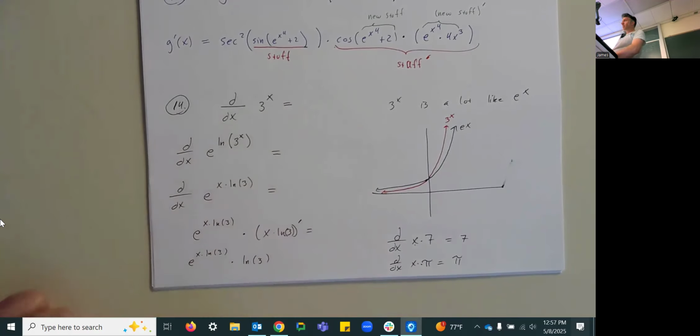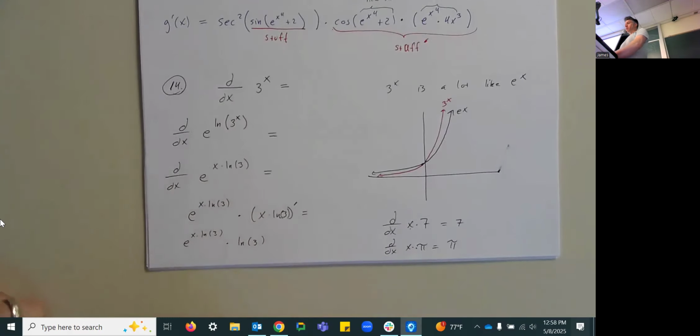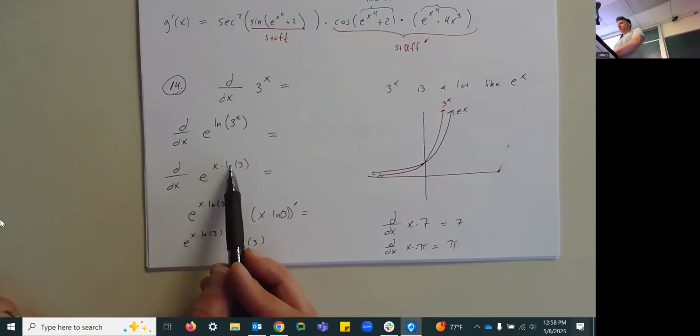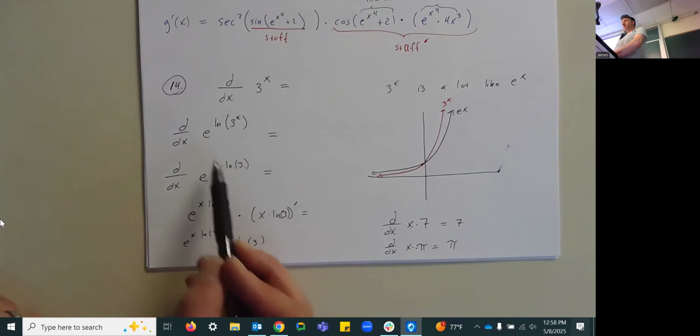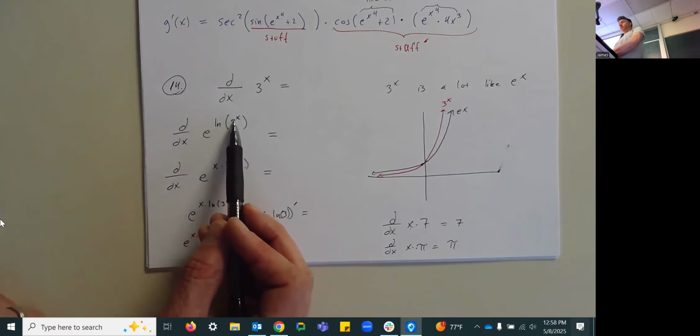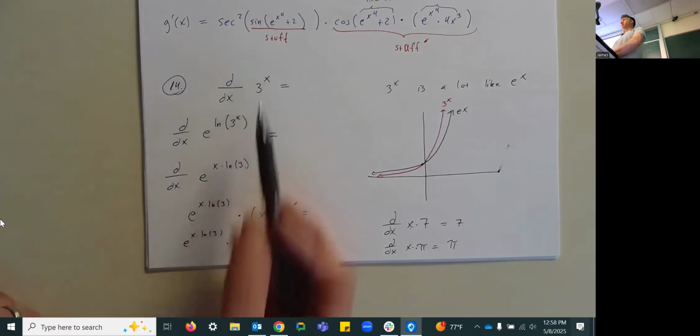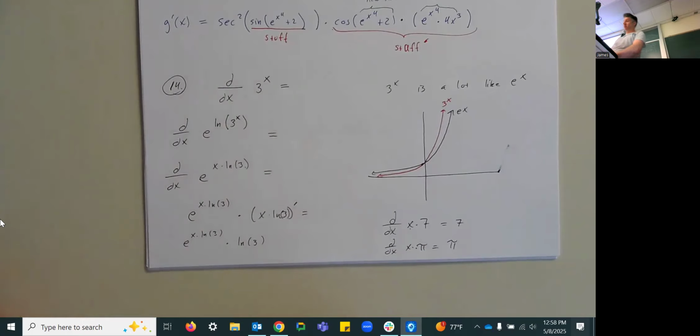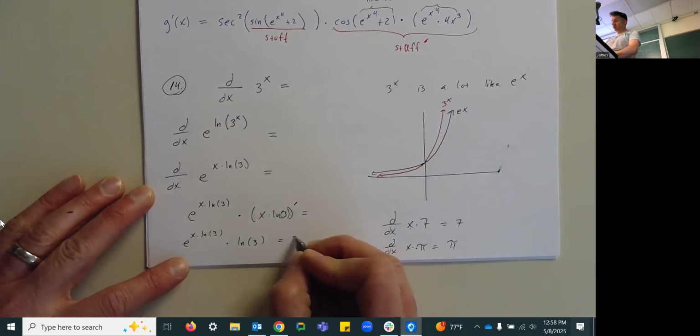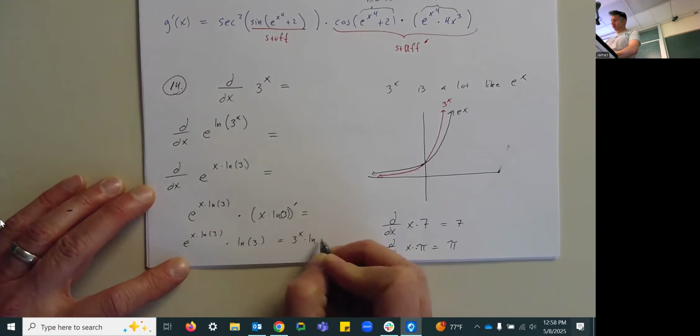Now, one more thing. We don't ever leave it like this. There's a better way to write it because I'll point out e to the x times natural log of 3 was the same as e to the natural log of 3 to the x was the same as 3 to the x. So the way we actually like to write the answer here is that this is equal to 3 to the x times natural log of 3.